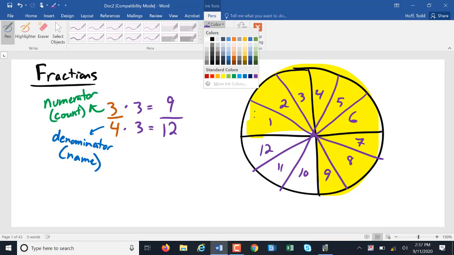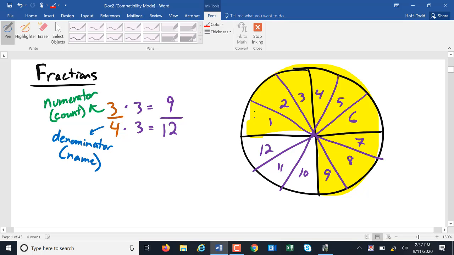Do we have any more or less than we did before? No, we have exactly the same amount. 9/12 is exactly the same amount as 3/4. How were we able to make that change and that affect the amount? Well, it's because of this right here, that 3/3.